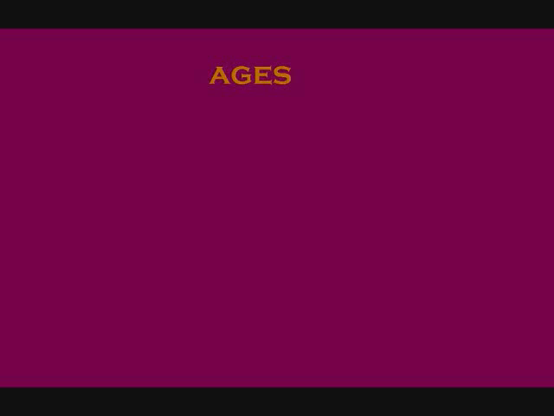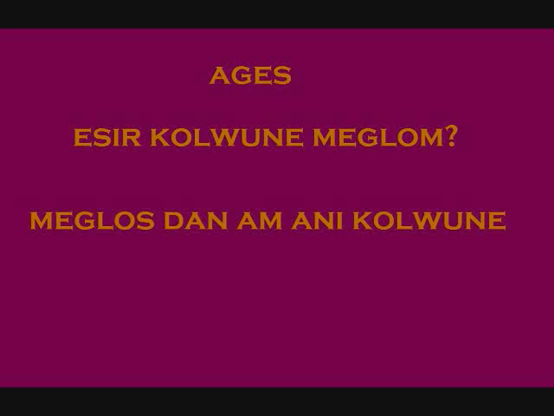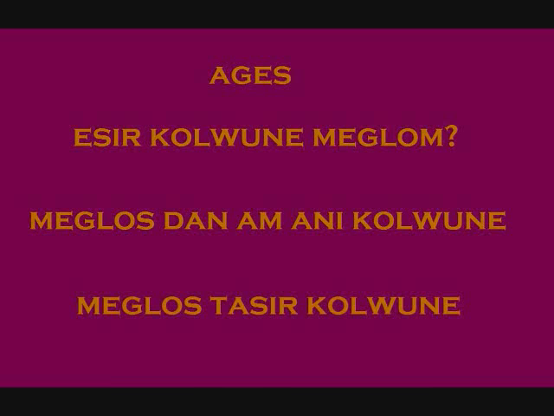To ask for someone's age, you say, esir kolvune meglom, how many years do you possess? To answer, you say something like, meglos dan am ani kolvune, I possess 21 years. You can put whatever number your age is in place of dan am ani. To practice, write down, then say out loud your age in Dangin Nira, in the format meglos tasir kolvune, I have this amount of years.